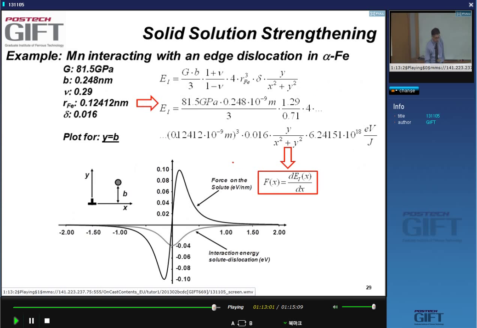Right, I just want to take one more minute. So for instance, what does this mean? I have manganese interacting with an edge dislocation in alpha iron. This is my interaction energy. I have all these parameters: I know what G is, what b is, what the Poisson ratio is, what the radius R of my iron atom is, and what delta is for manganese. I plug all this into the energy equation, so the energy is now here. This is the interaction energy. It's a potential well.